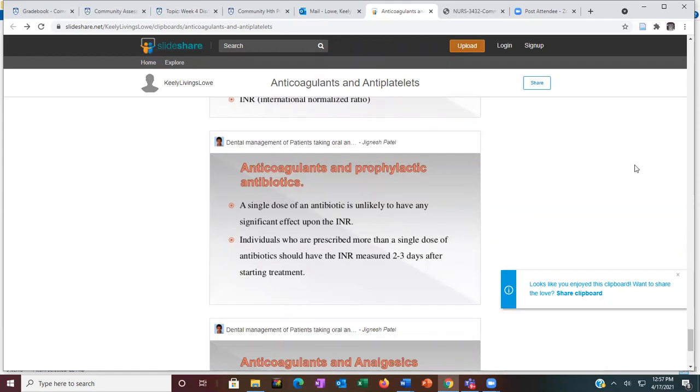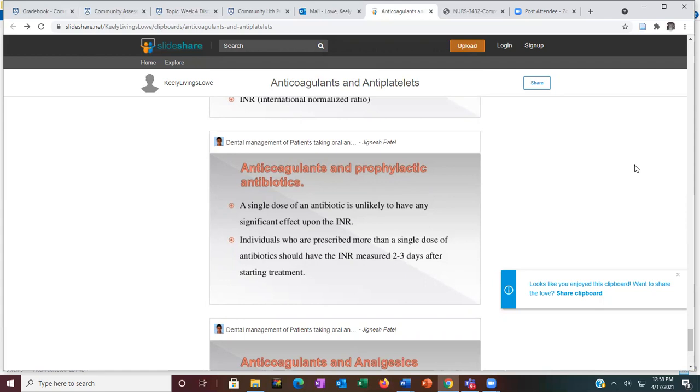So it says a single dose of an antibiotic. Before surgery, sometimes for prophylaxis, they'll give one dose of an antibiotic. That's probably not going to affect the clotting time, but if the patient is getting multiple doses, it can affect the clotting time. That doesn't mean they won't give antibiotics. We want to treat an infection, but it means they will need to have their clotting time measured more closely while taking an antibiotic and an anticoagulant, just to make sure the clotting time is still within that range.